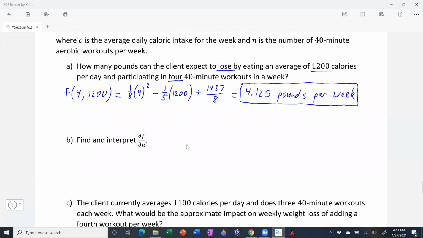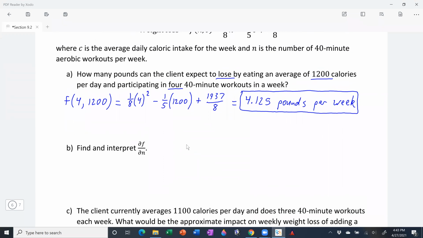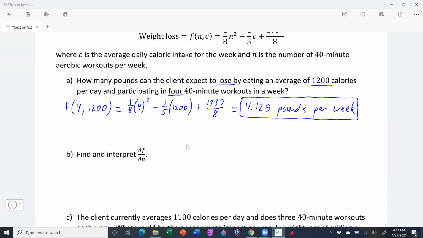All right, part B, find and interpret the partial derivative of this function with respect to N. Okay, so the interpret part, again, that's the hardest part. So finding the partial derivative, not too bad. So let's just work this out. And just to give me some space, because again, I want my sentence to really be the main thing that we focus on. So the partial of f with respect to n, okay?